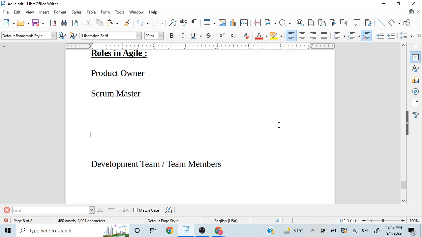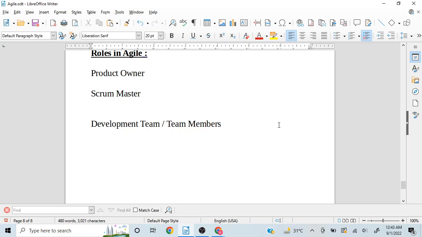Now coming to the development team slash team members. The team is usually smaller, and here we ideally do not call someone a developer or tester. Everyone in the team should be able to do each other's task. That's how ideally an agile team should be. It could be from 3 to 7 members, but it should be as small as possible, and they are responsible for delivering the work which has been committed in a particular sprint.